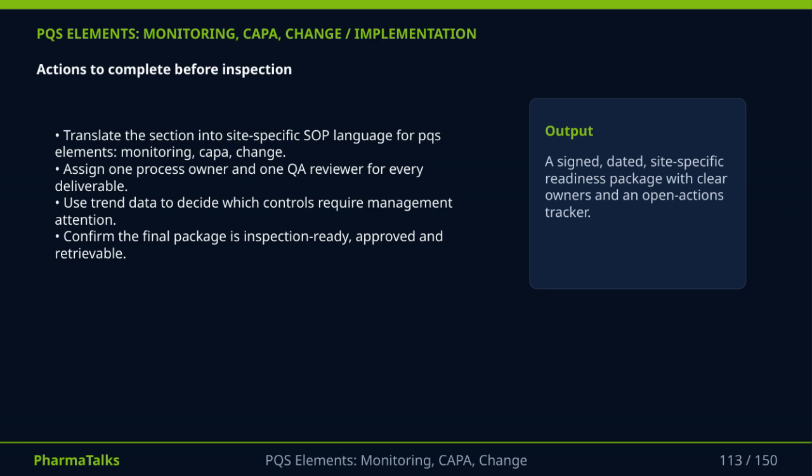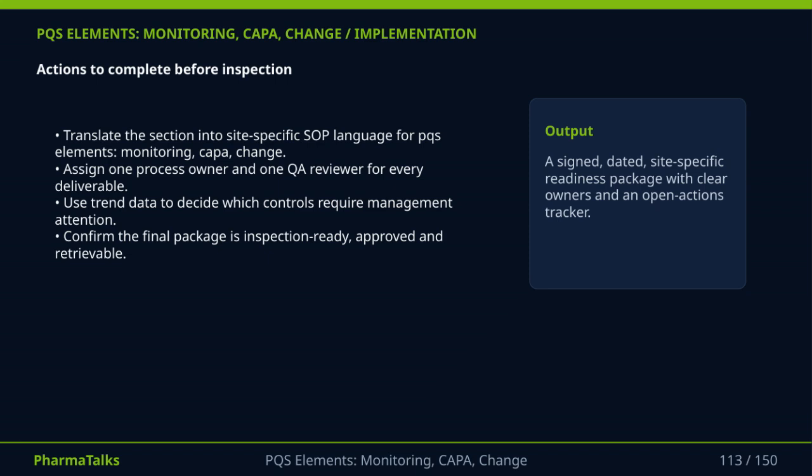First, it's important to translate these elements into site-specific SOP language. This ensures that every procedure is clear and tailored to your particular operations. Next, assign one process owner and one QA reviewer for each deliverable. This dual accountability helps maintain oversight and quality. Then, use trend data to identify which controls need management's attention. This proactive approach allows you to address issues before they escalate.